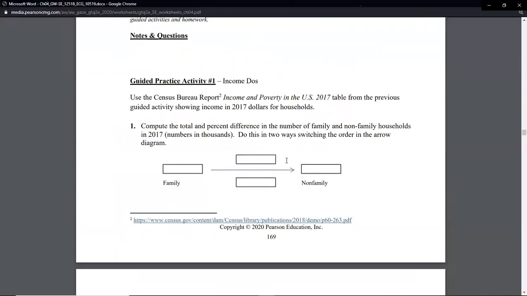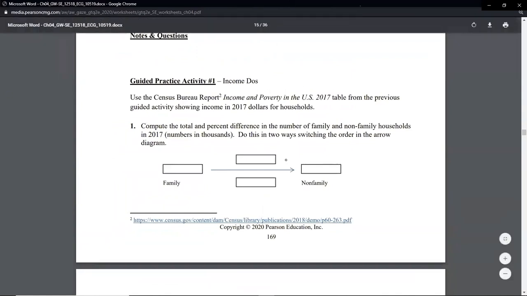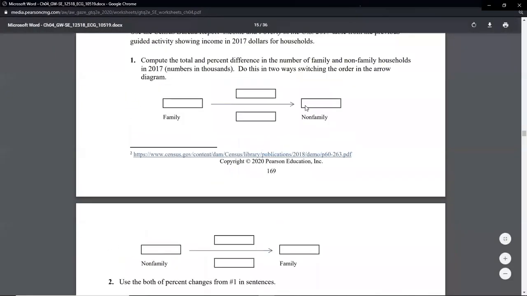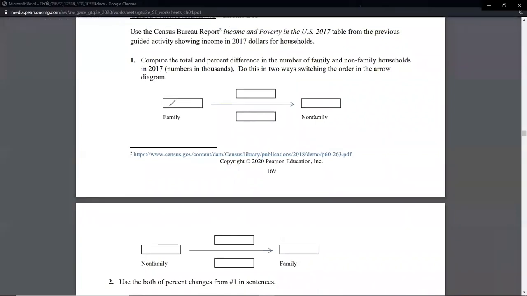So they do this two ways. The first way they ask us to do this with the family being the old. So the family number, let me see if I can get this on the screen all at once. Perfect. So the family number was the 83,088. Now remember, this is really in thousands. There's really 3 more zeros after all that, but we don't have to write it. The non-family number, that was the 44,498. I had to write those down.